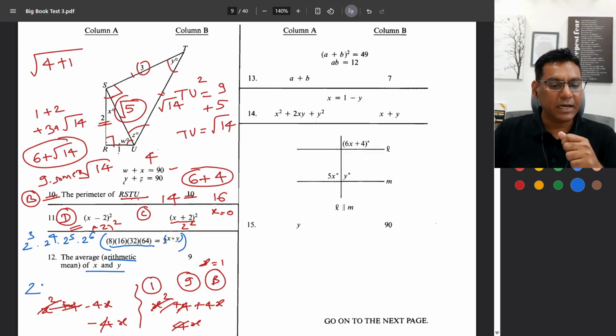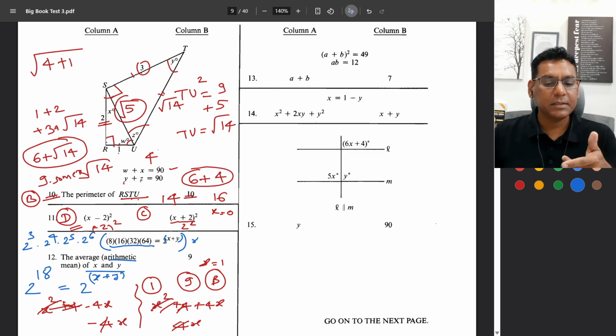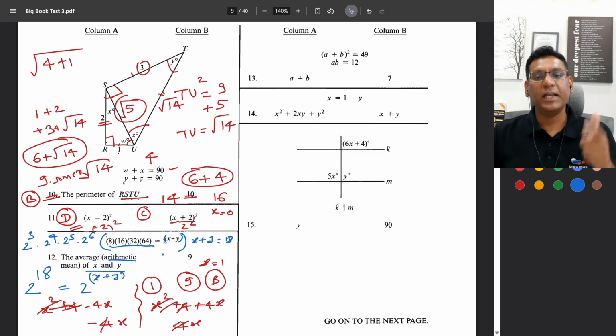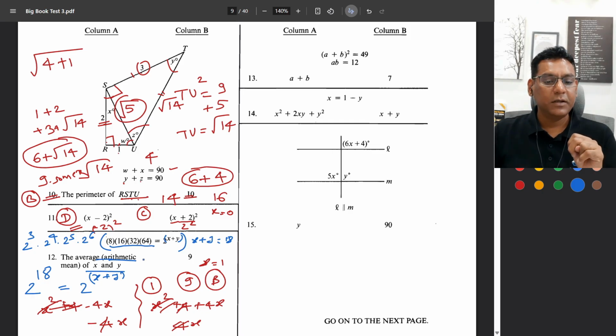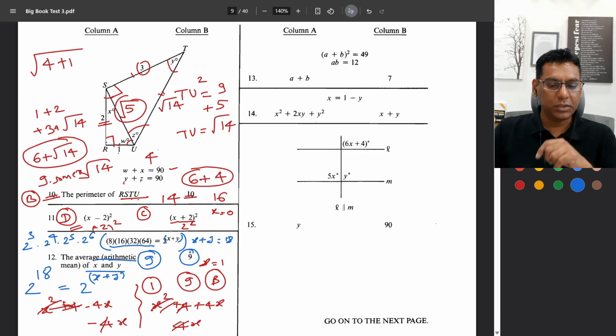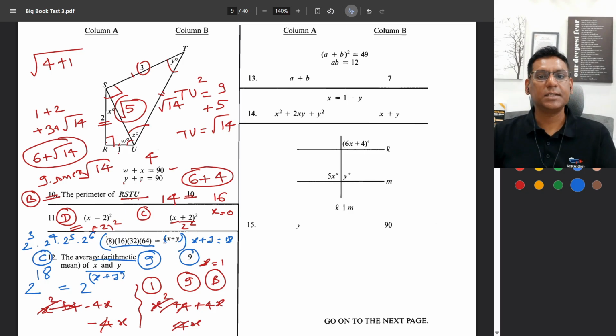What do I get on the left hand side? I get 2 raised to 3 plus 4, so that is 7. 7 plus 5 is 12. 12 plus 6 is 18. So I get 2 raised to 18 on the left hand side, and I get 2 raised to x plus y on the right hand side. Basically that means that x plus y is equal to 18. The arithmetic mean, or average, of x and y is going to be x plus y divided by 2, because there are two numbers. So I'm going to get 18 by 2, 9, as the arithmetic mean. Okay, and 9 is also the same number given in column B. So the answer has to be answer choice C.